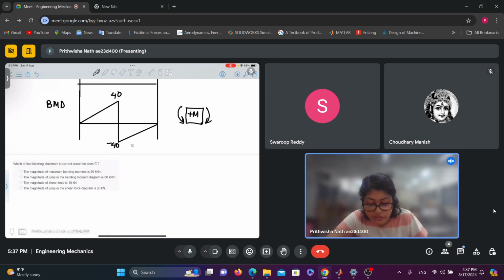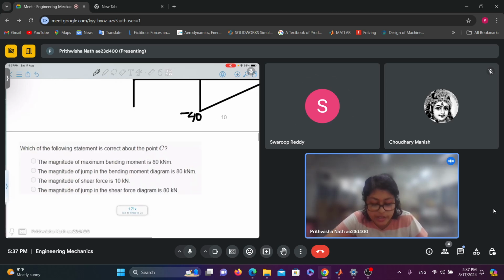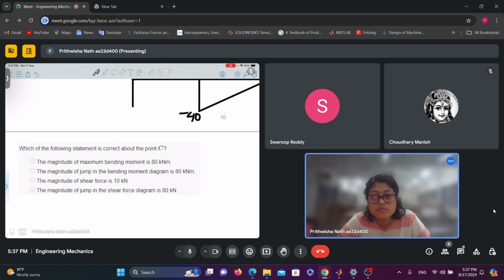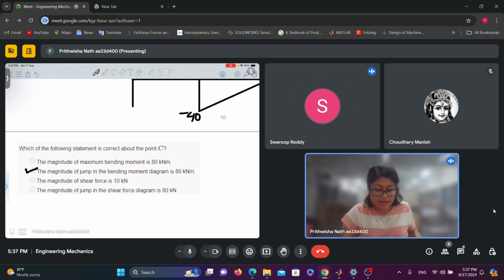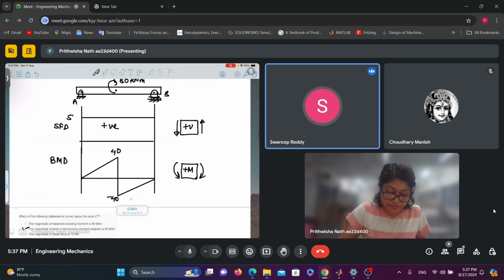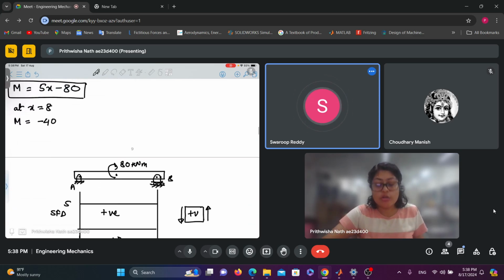Now, what is the question? Which of the following statements is correct about the point C? Can you tell me which option is correct by looking at this? Looking at the options. Ma'am, B, the magnitude of jump in the bending moment diagram is 80 kilonewton. Yes. So option B is correct. Is there any doubt regarding this problem?